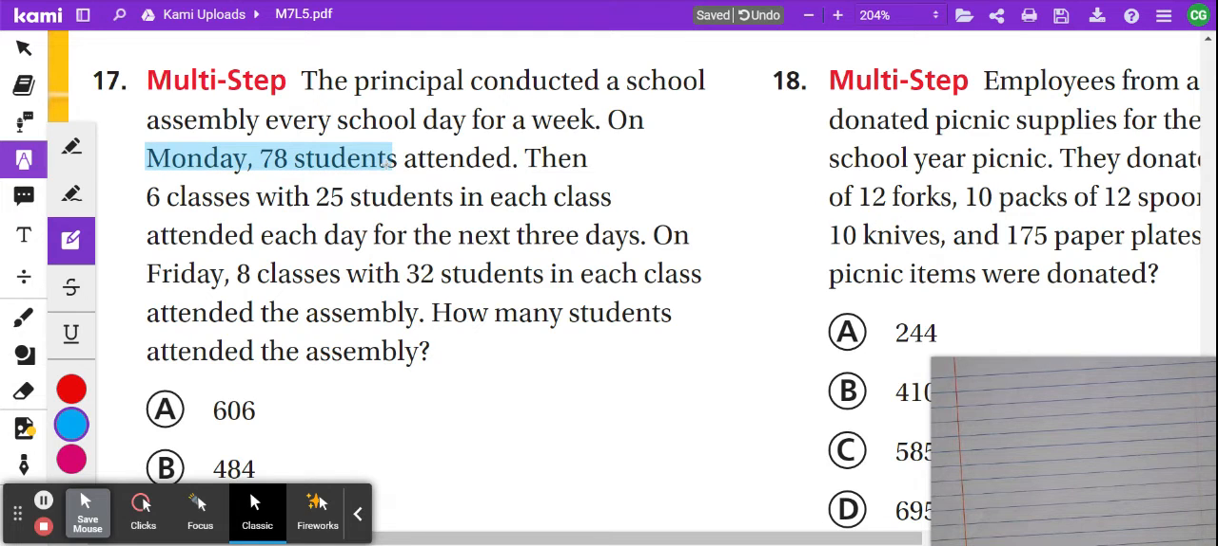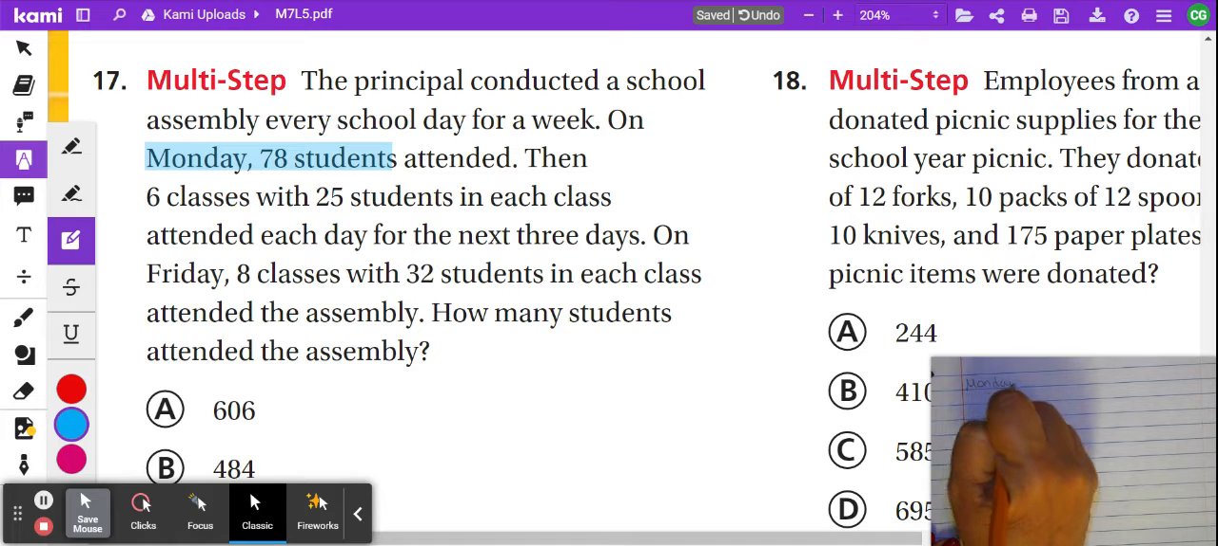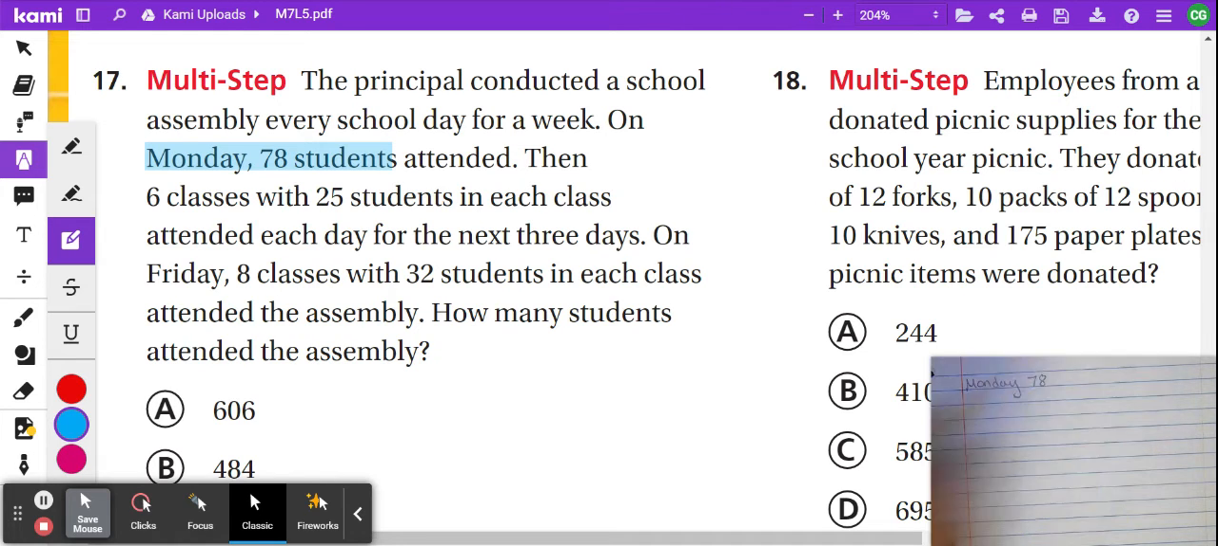78 students showed up. So here I'm going to write Monday. 78 students. Then 6 classes with 25 students in each class attended each day for the next 3 days.